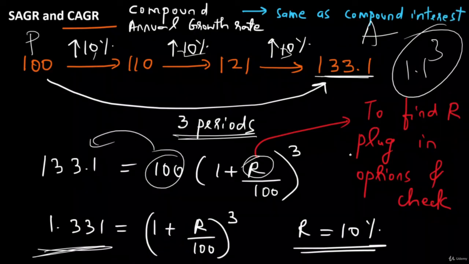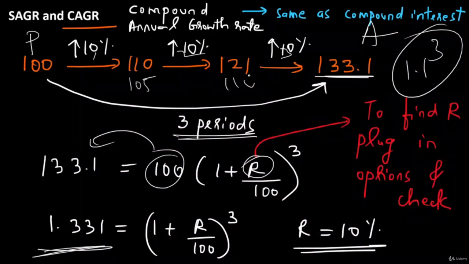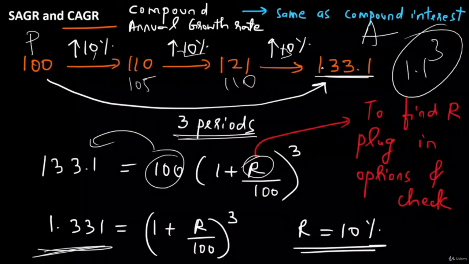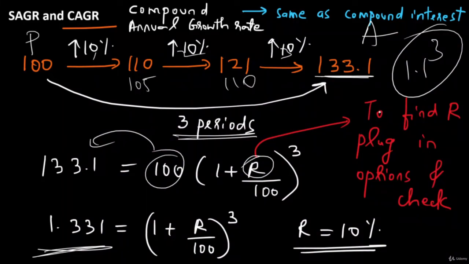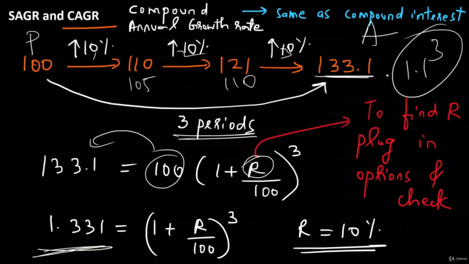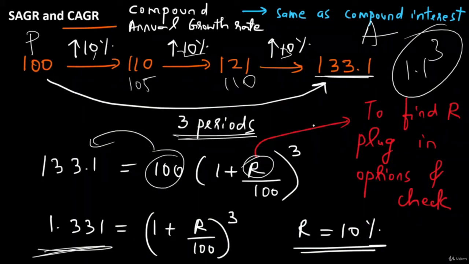All right, now one more side note. Over here we have taken a constant increase of 10%, but let's say 100 became 105 and 105 became 110, and from 110 it became 133.1. Now you want to know the CAGR over this time period, right? So again the value would be the same, right? It's actually finding the average.